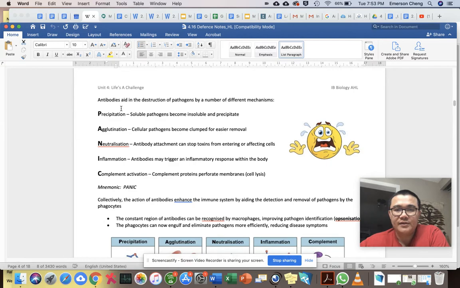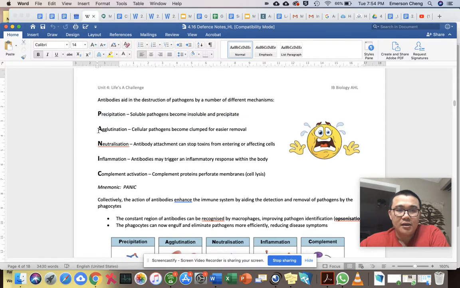Now, antibody, here, the mnemonic PANIC. So what do antibodies do? Now, in SL, you learn that it just binds to the pathogen. It either neutralizes it on its own or it becomes tagged for the pathogen to be eliminated. Now, you're in HL, so you have to learn a little bit more. First of all, some toxins become insoluble or precipitate out, so they no longer remain in the bloodstream. They just fall out and then get eliminated.